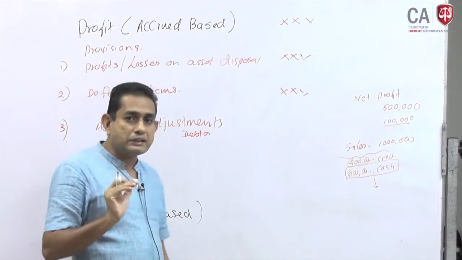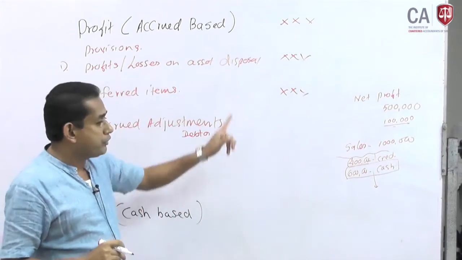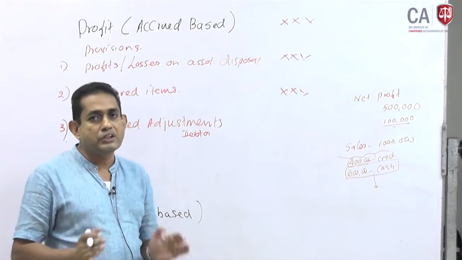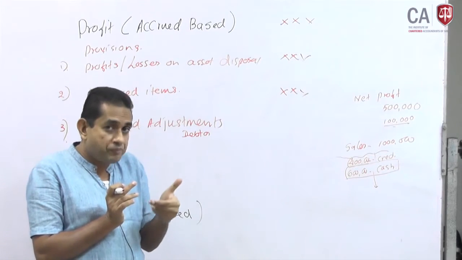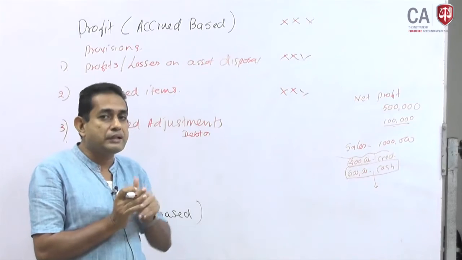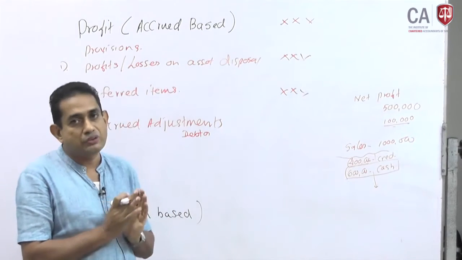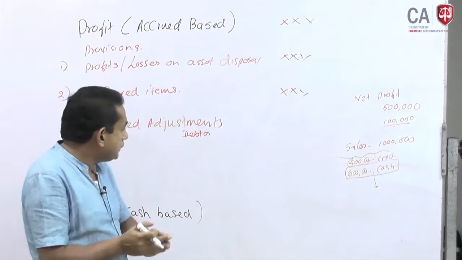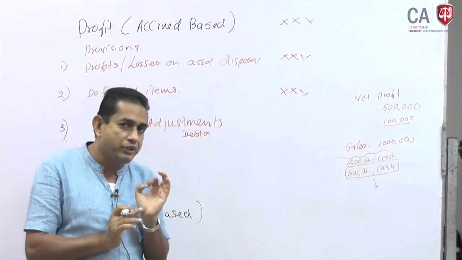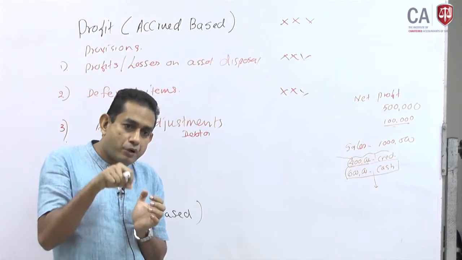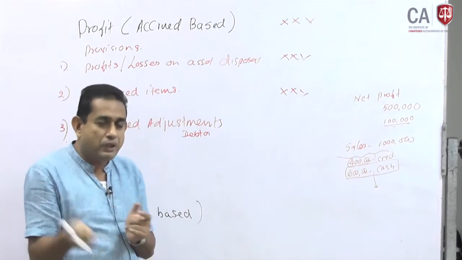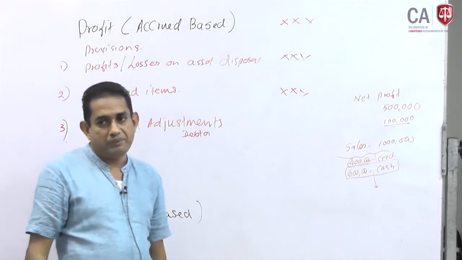Why are we adjusting the closing debtors to the profit figure? It's not because of anything else, just to convert your sales figure included in the profit calculation from accrual basis to the cash basis. If you do this adjustment of debtors to the profit figure, simply the sales included in your profit figure will get transformed from accrual basis to the cash basis.